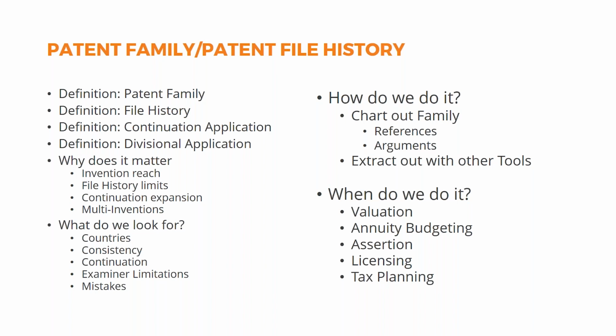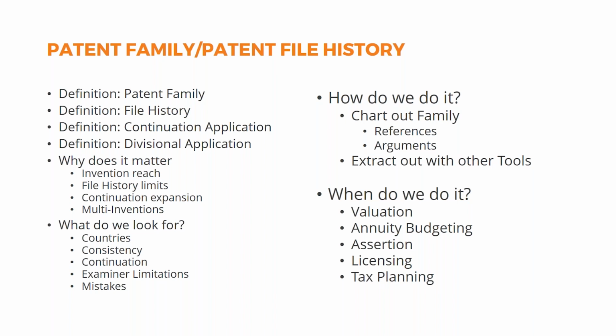What do we look for? We look for the countries that are filed in, the consistency of the applications. Are the claims very close to each other? Do the claims cover entirely different genuses based upon the applications? Did the examiner put a lot of limitations in one family member and not the other ones? Were there mistakes made in prosecution there? So we look for lots and lots of data in both these two areas.